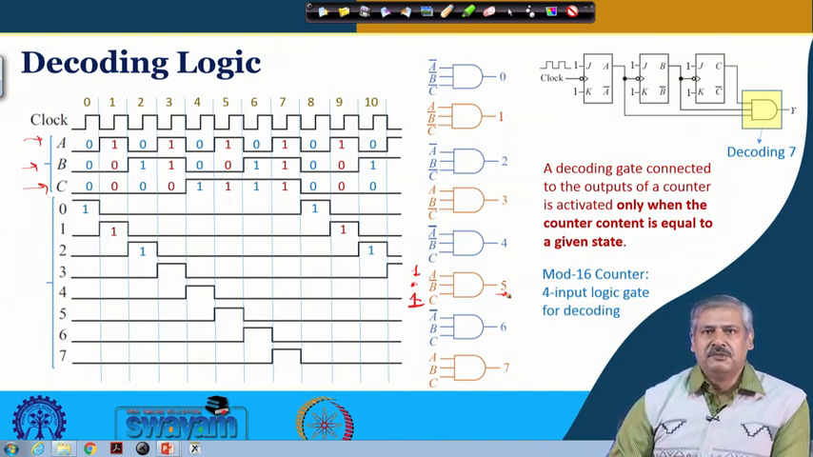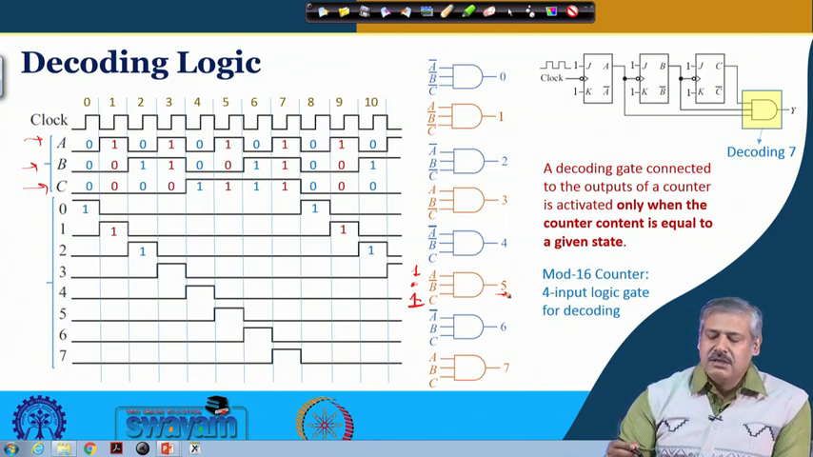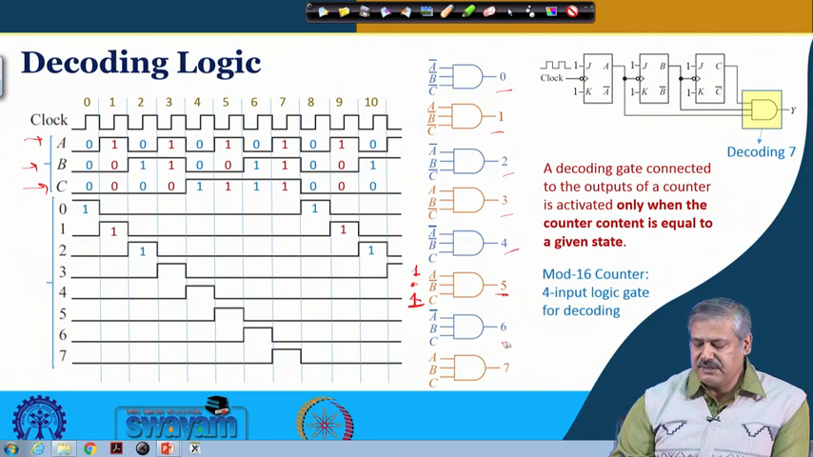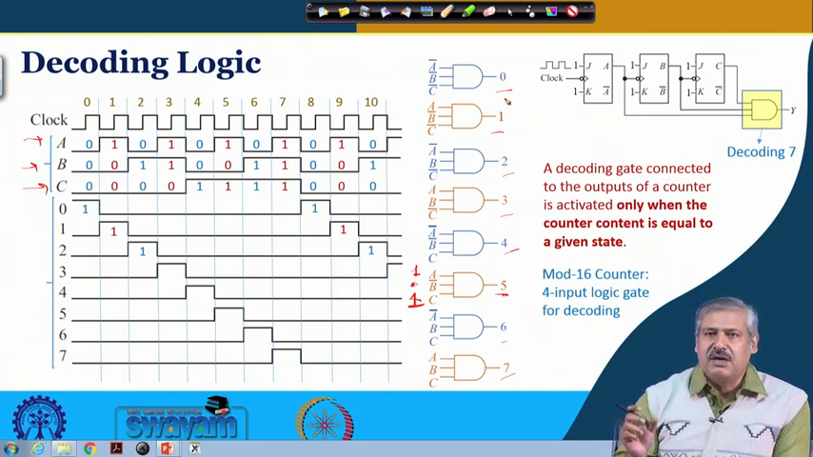Is it okay? Right. Similarly, 0, 1, 2, 3, 4, 5, 6, 7 we have already seen. So, depending on our requirement, we can put this decoding logic at the output of the counter and accordingly this output will go high whenever the count value in the counter reaches that one, and it remains high for one clock period.